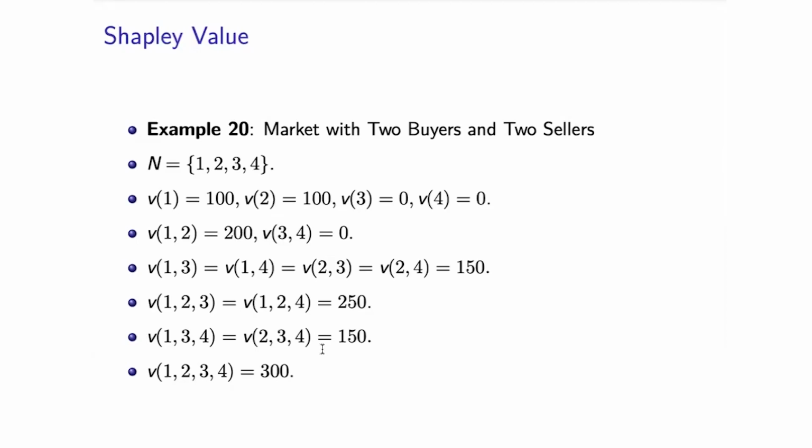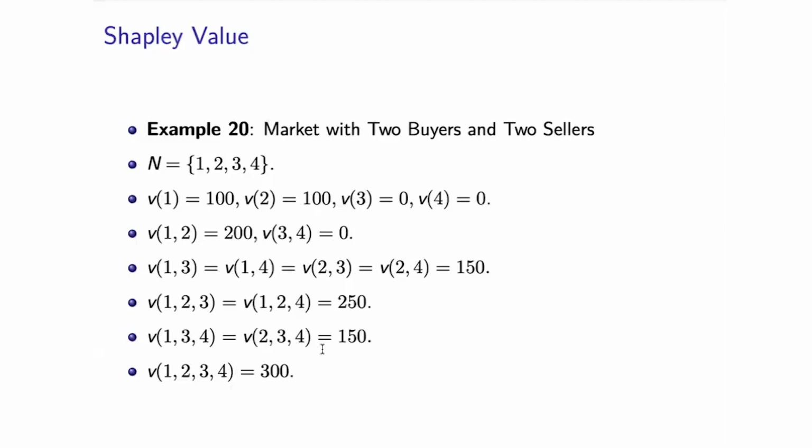Okay, now if there is a coalition of 1 and 2, then there's no trade taking place just as before. So therefore, v1,2 is 200, right? They get to keep these goods with them, which is worth 100 to them. And if there is a coalition of just 3 and 4, again, there is no trade because these are the 2 buyers, right? So there's no trading with the sellers. They are not coming to an agreement. So v34 is equal to 0, right?